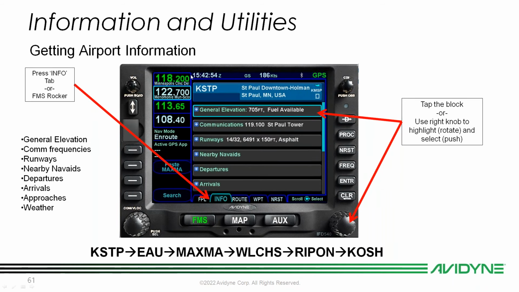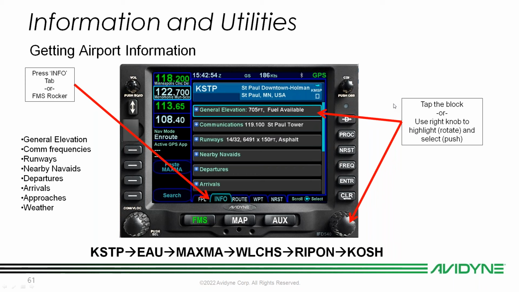Okay, so getting airport information. Let's say that I've loaded my flight plan and I've activated it. What we're going to do here is tap the info tab on the bottom of your screen, and you're going to see information for St. Paul Downtown, provided that we haven't moved 5 miles off already. Either we had just activated our flight plan or we're still on the ground, so we should be seeing St. Paul Downtown. If we don't, I'll explain why later if you've activated your flight plan.